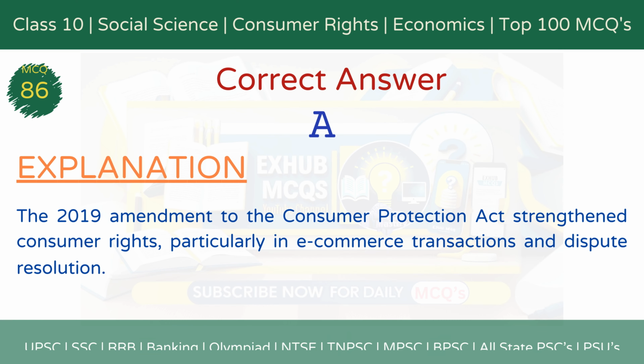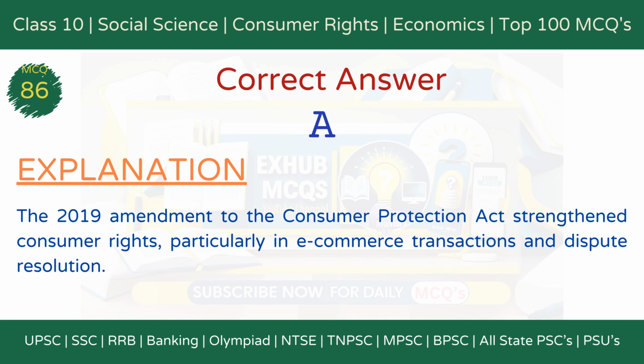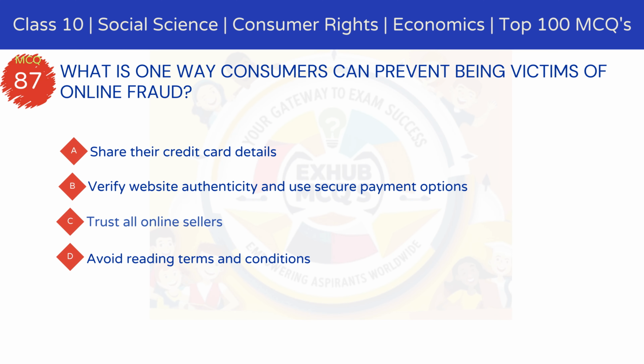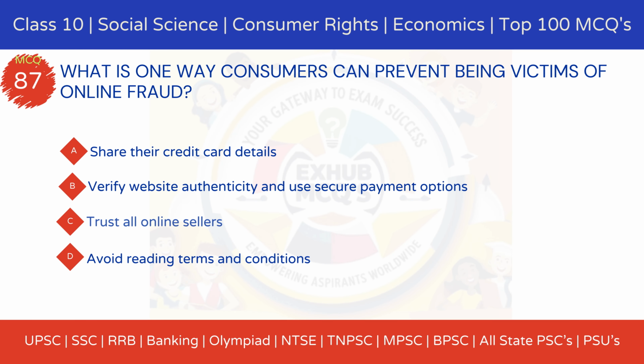The correct answer is option A, strengthened consumer rights and included e-commerce. Explanation. The 2019 amendment to the Consumer Protection Act strengthened consumer rights, particularly in e-commerce transactions and dispute resolution. MCQ 87. What is one way consumers can prevent being victims of online fraud?